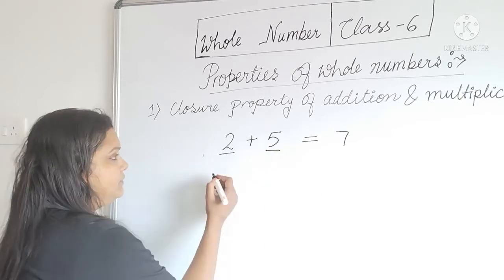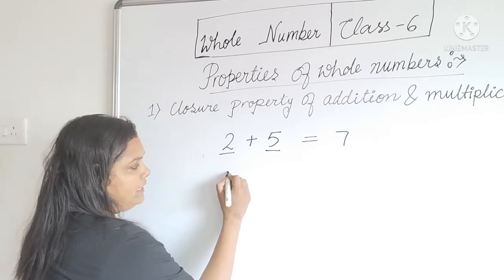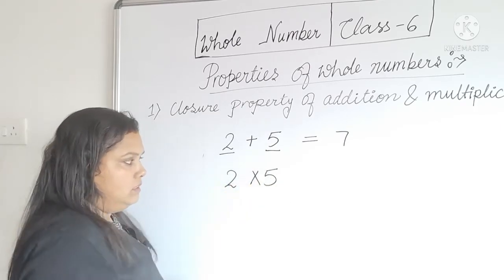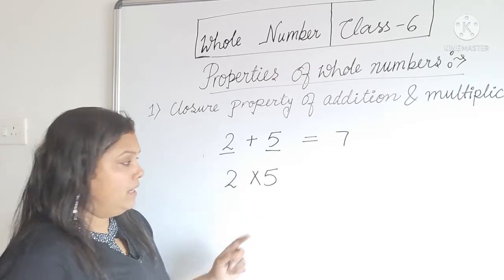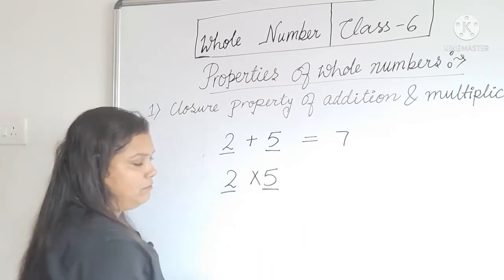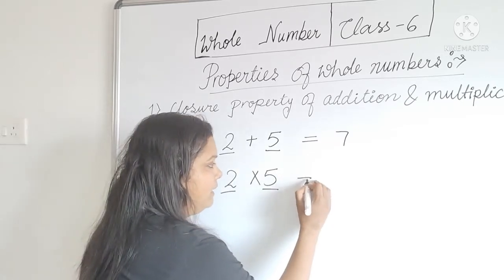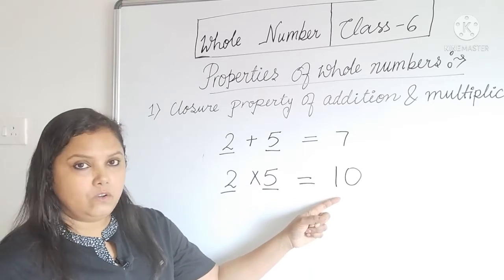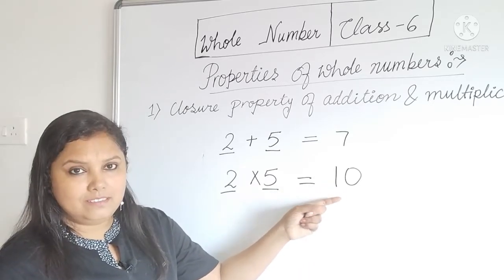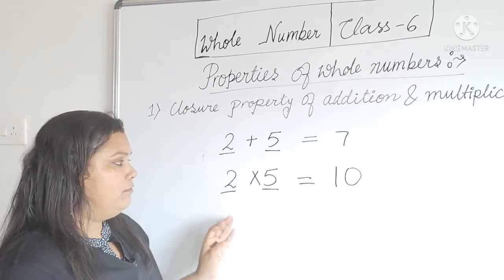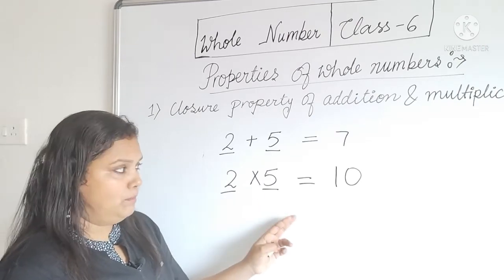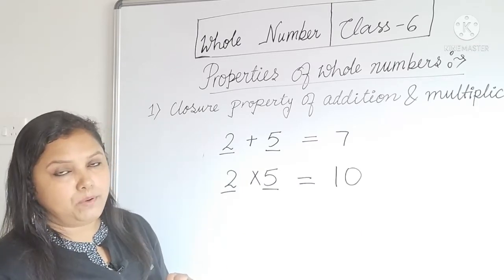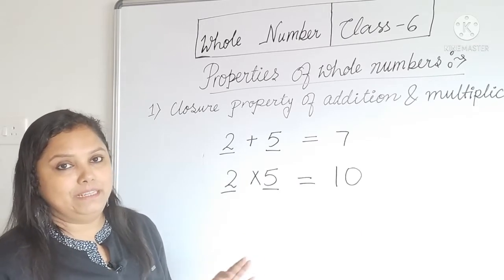Now the next one, multiplication. We will take the same numbers, 2 multiplied by 5. 2 and 5 are whole numbers, and when we multiply 2 and 5, we will get the product 10. Is it a whole number or not? It is a whole number. So when we multiply any two whole numbers, we will get a whole number. This is all about the closure property of addition and multiplication.